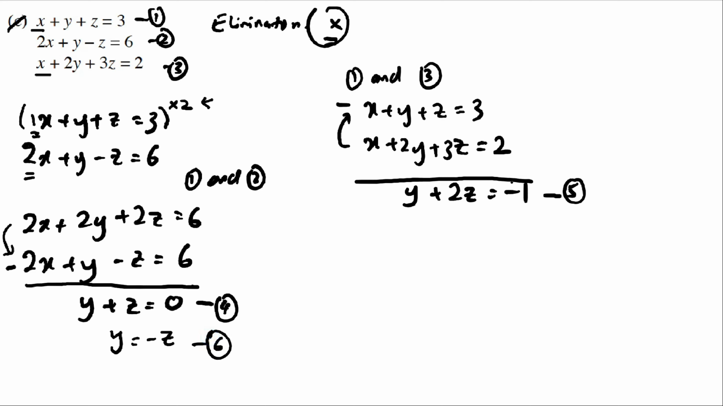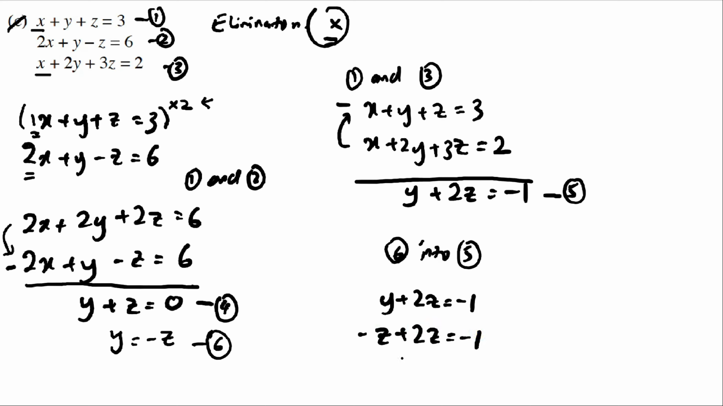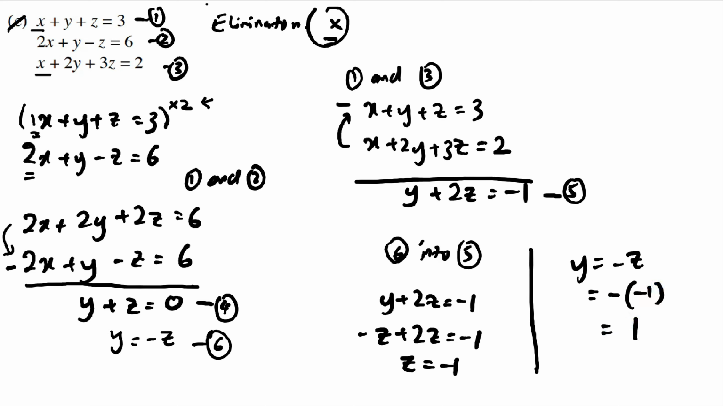So you can substitute inside here 6 into 5 to get the value of z. So you see here, y is equal to negative z. When you substitute, y plus 2z is equal to negative 1. Y is equal to negative z, right? Negative z plus 2z is equal to negative 1. Negative z plus 2z, you get z is equal to negative 1. And you know that y is equal to negative z. Y is equal to negative negative 1, which is equal to 1. So what is left now? We need to find what is our x.